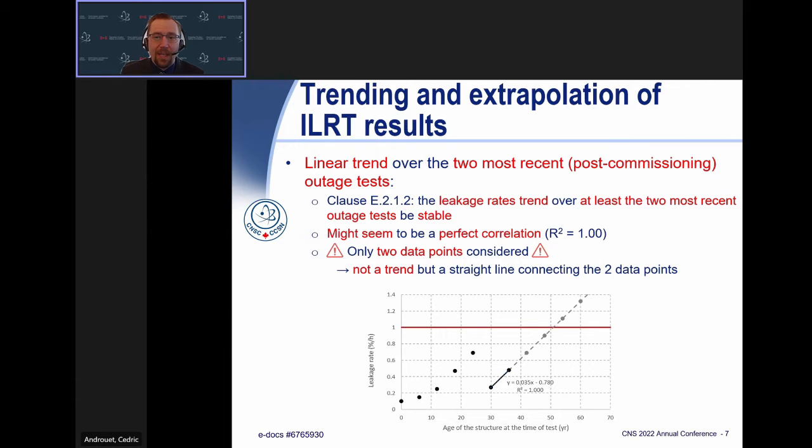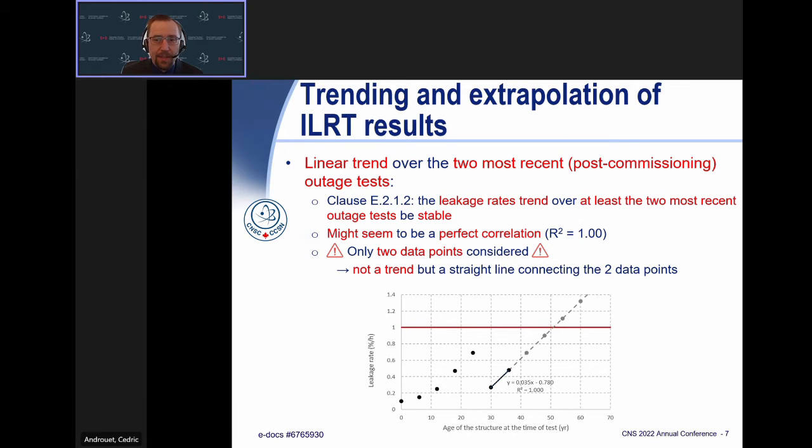At first, this might seem to be a perfect correlation with an R-square of 1. However, and this is what I mentioned earlier, an R-square of 1 may not always reflect an adequate correlation. Actually, it reflects here a lack of data points. This was expected as only 2 input data points were considered in the analysis. And a trend defined over 2 data points is not a trend, but nothing else than a straight line connecting these 2 points. In this case, the analyst's judgment is crucial, as the input data points are not statistically sufficient to allow for any trending of the specific results.